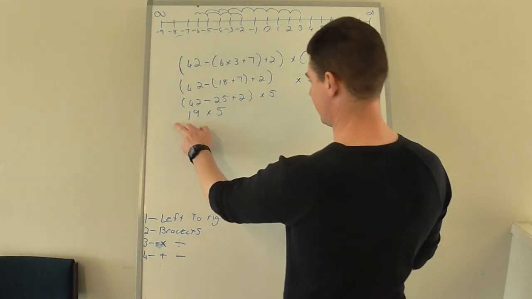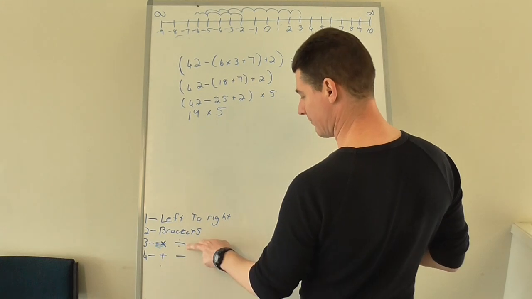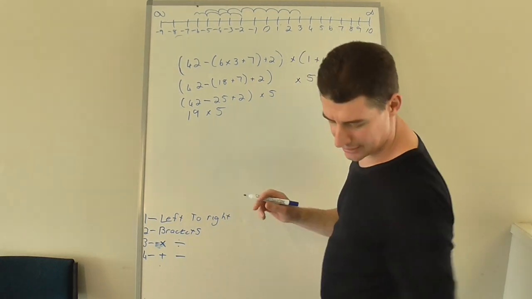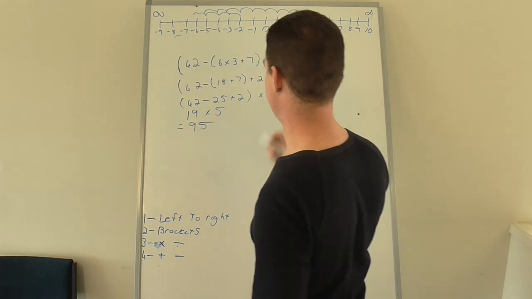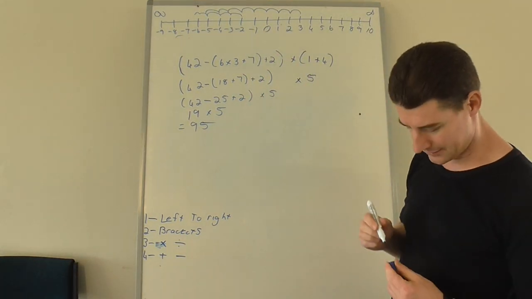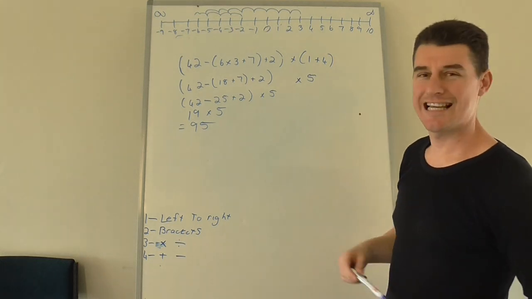Okay, so once again, now you do left to right. Are there any brackets? No. Are there multiplication and division? Yes. 19 times 5 equals 95. Okay. It's as simple as that.